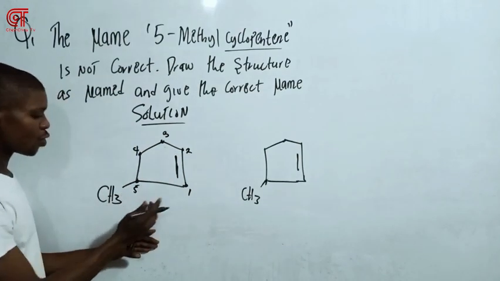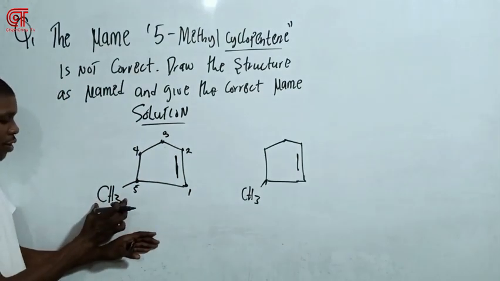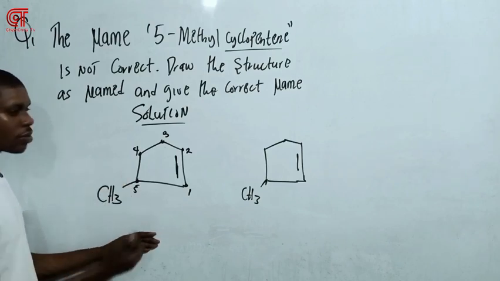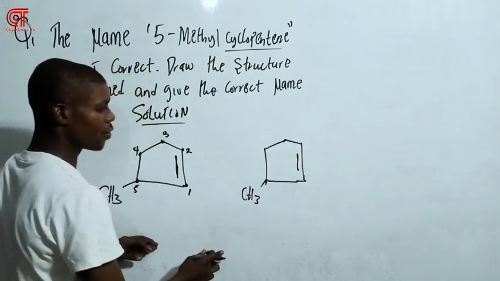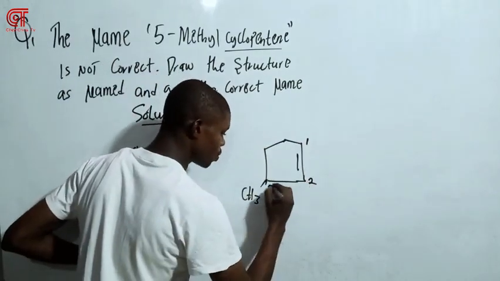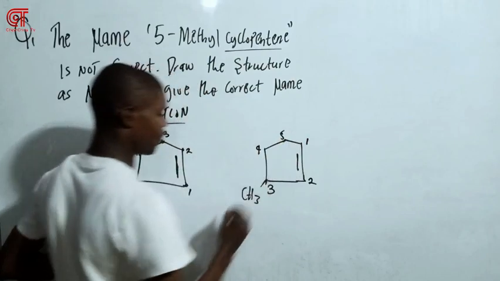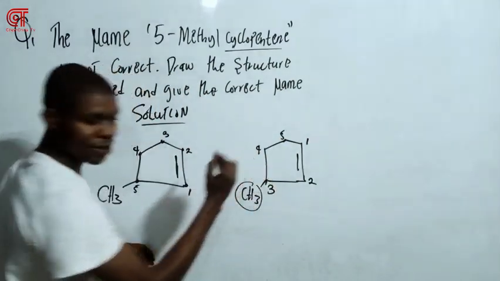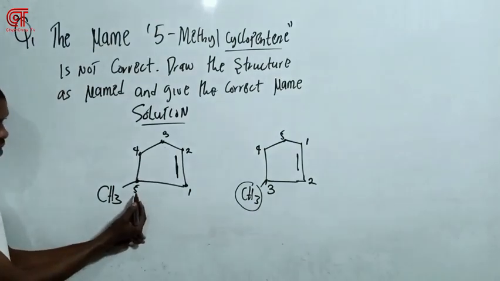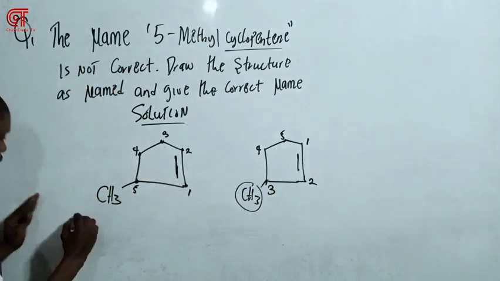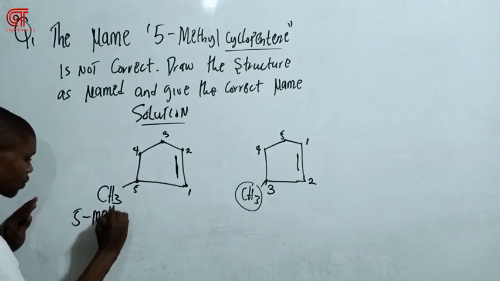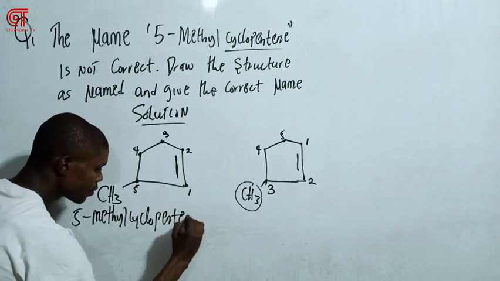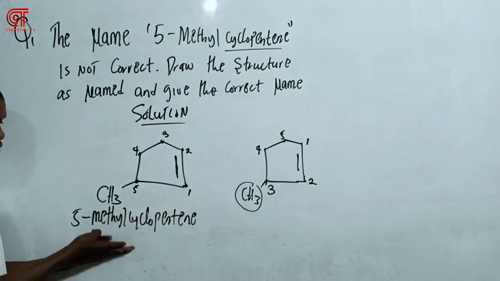So the carbon atom that carries the methyl is carbon 5. Do you see that? But what if I start from the other side? I have 1, 2, 3, 4, 5, and the carbon atom carrying the methyl is carbon number 3. So here we have carbon number 5, and here we have carbon number 3. This one is 5-methyl cyclopentene, the name of this structure here.